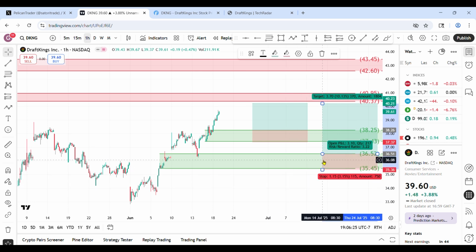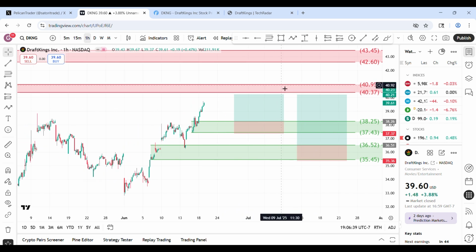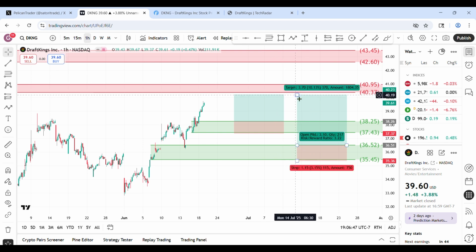So in other words, in this scenario, for every $100 worth of risk you would take, there would be a reward potential of $322. So it's quite possible that we could find resistance at this level and continue heading higher. So you don't have to set your target at the first resistance level. That's a pretty conservative target.